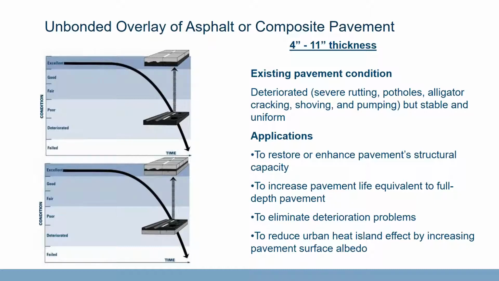The applications that we see for unbonded overlay of asphalt are to restore or enhance a pavement's structural capacity, to increase the life of the pavement equivalent to a full depth pavement, to eliminate deterioration problems, and to reduce the urban heat island effect by increasing pavement surface albedo, something that's becoming important as we work with some of the municipalities, especially around the country.